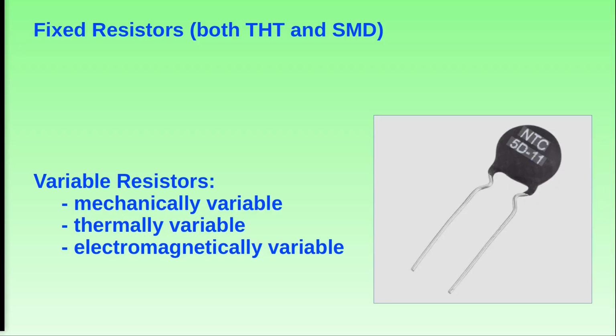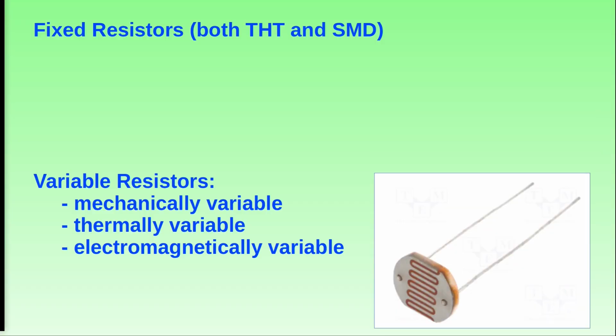Thermally variable resistors are usually called thermistors. They have two leads, and their resistance value changes with the temperature. An example of electromagnetically variable resistor is the photoresistor, a resistor that changes its resistance with the intensity of the light.